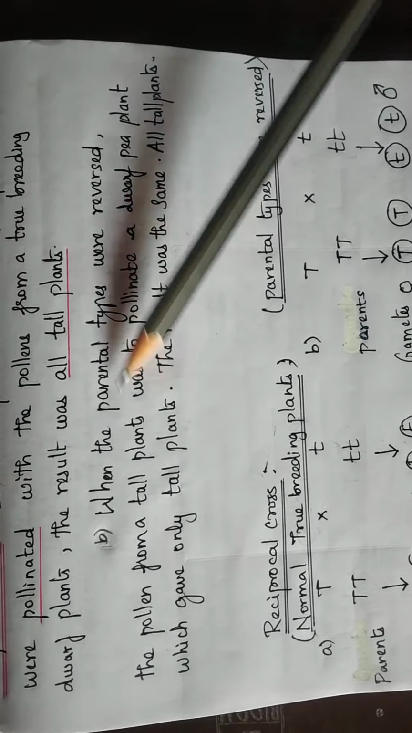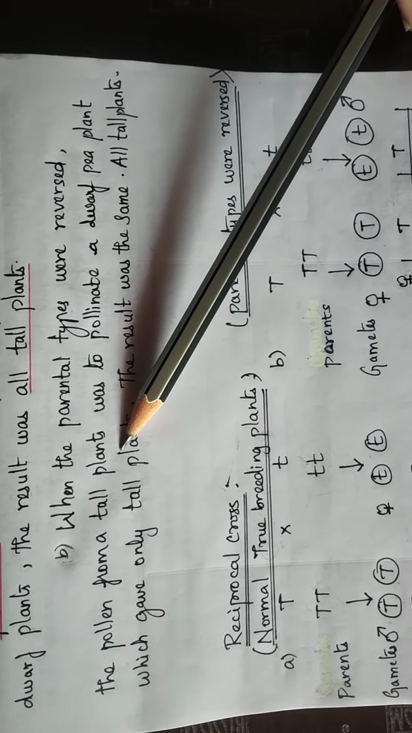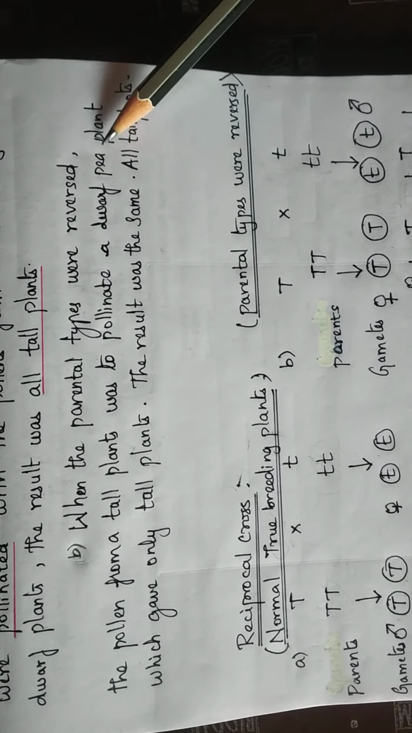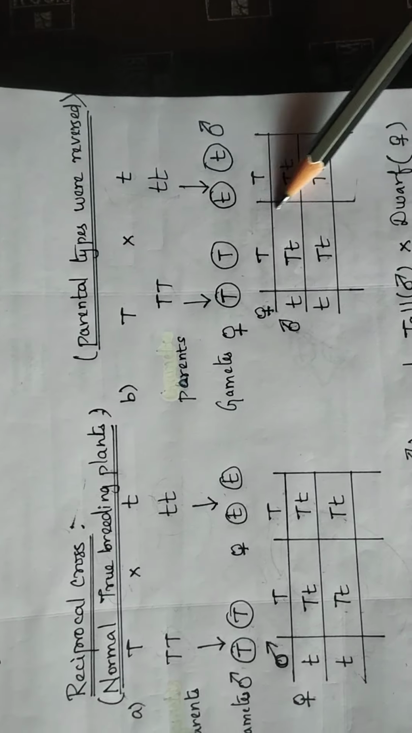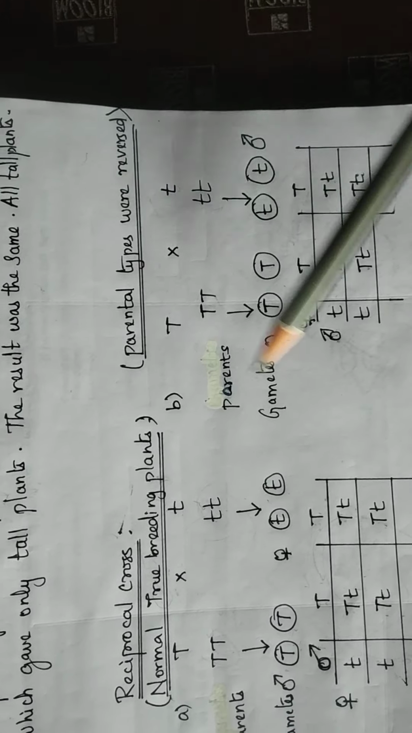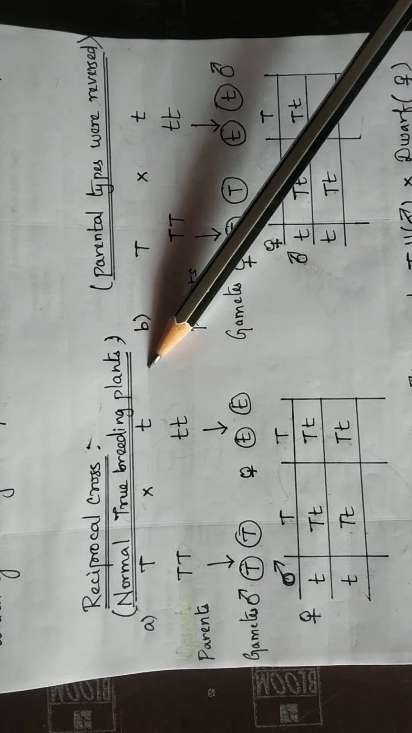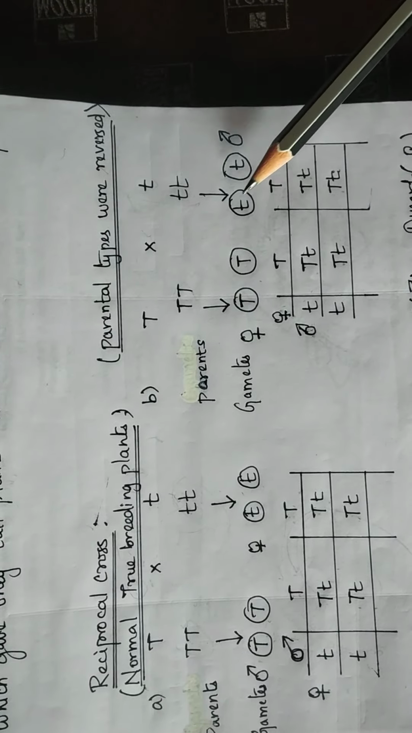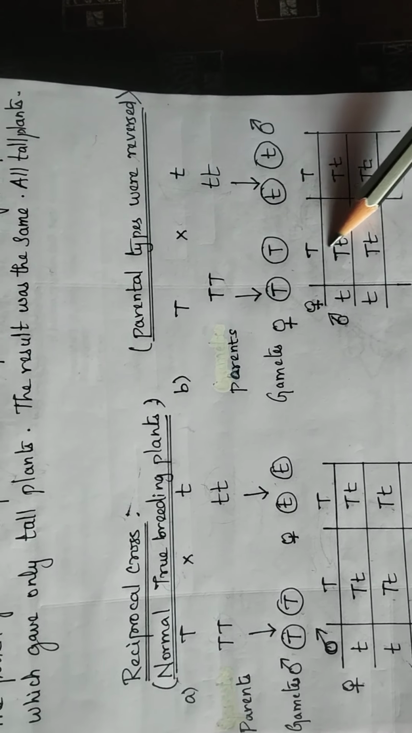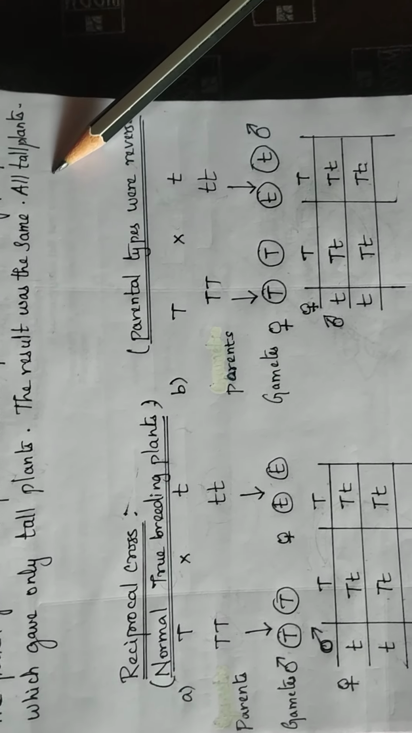When the parental types were reversed, the pollen from a tall plant was used to pollinate a dwarf pea plant, which gives only what? Tall plants. Whether the parental types are reversed or normal, we can see in the generations only tall plants have been produced. The result was the same, all were tall plants.